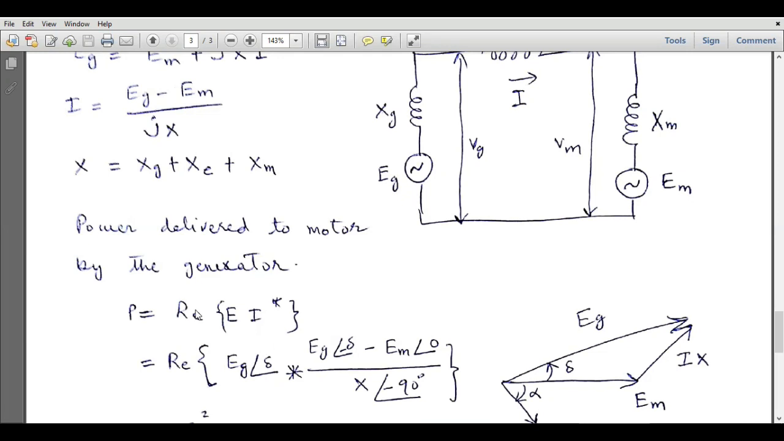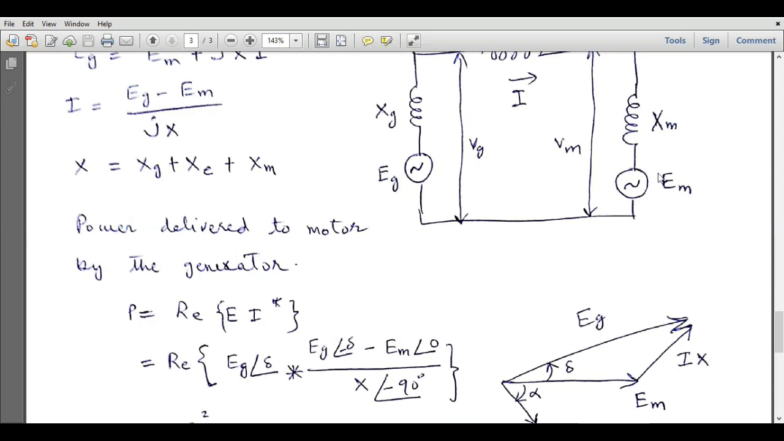But when we are dealing with complex powers, it will be I conjugate, or we can write the power as the real part of E conjugate multiplied by I. So both expressions will yield the same result. Either we can use E conjugate times I or E times I conjugate. So I conjugate is equal to Eg conjugate minus Em conjugate divided by jX conjugate. So Eg is equal to Eg with an angle of delta, so its conjugate will be equal to Eg with an angle of minus delta.